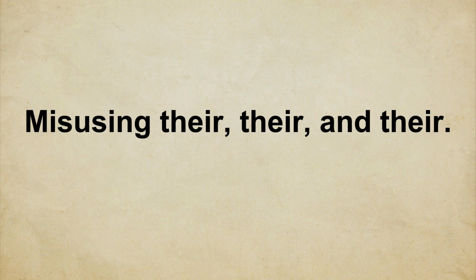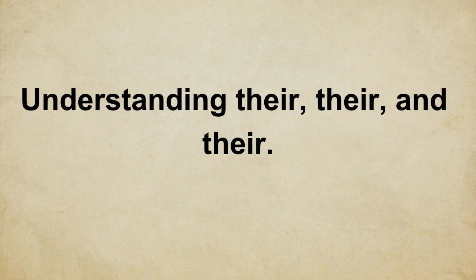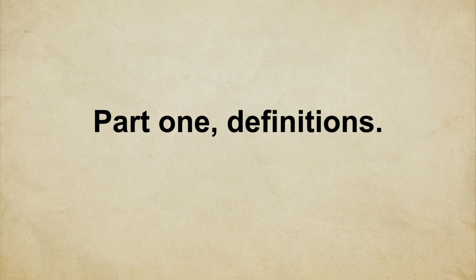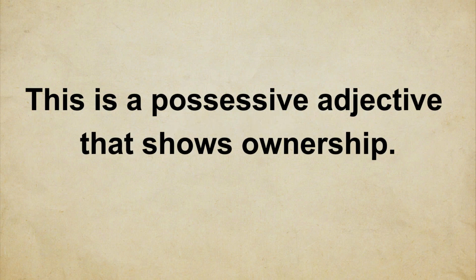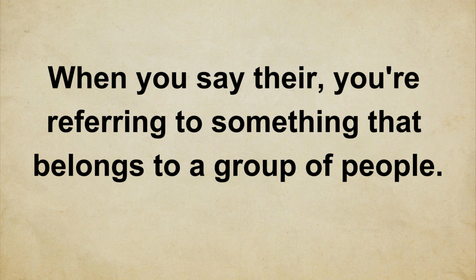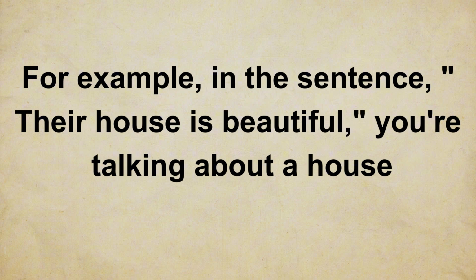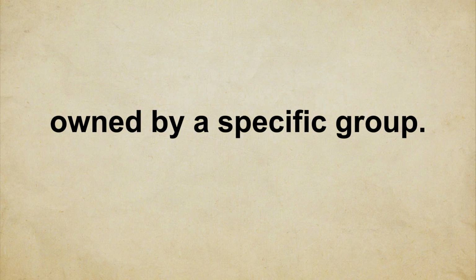Common mistakes in English. Misusing their, there, and they're. Understanding their, there, and they're. Part 1. Definitions. 1. Their. This is a possessive adjective that shows ownership. When you say their, you're referring to something that belongs to a group of people. For example, in the sentence, "Their house is beautiful," you're talking about a house owned by a specific group.